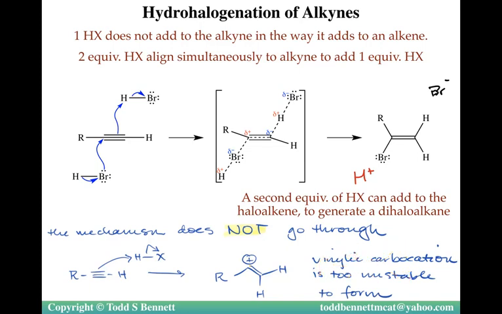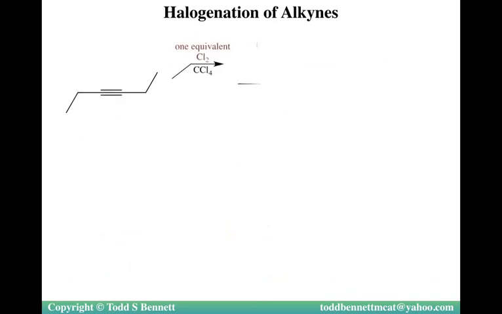So vinylic carbocation is too unstable to form. Okay, next on the agenda. Halogenation of alkyne. So halogenation meaning we add not an H and a halogen, but two halogens. Br2 and Cl2 are our usual candidates. Note that this one has no stereospecificity anymore. It can add either trans or cis.